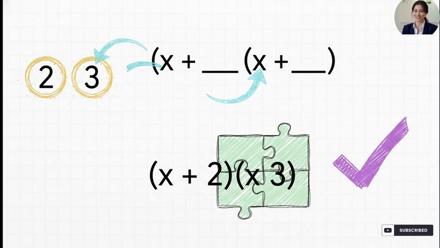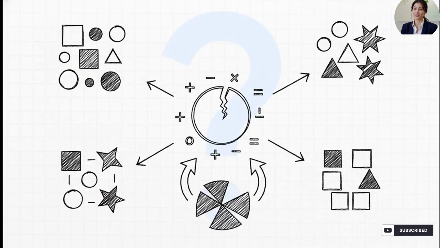So the solution is just x plus 2 times x plus 3. Those 2 numbers we found just pop right into our factors. And boom, puzzle solved. Okay, so far so good, right?